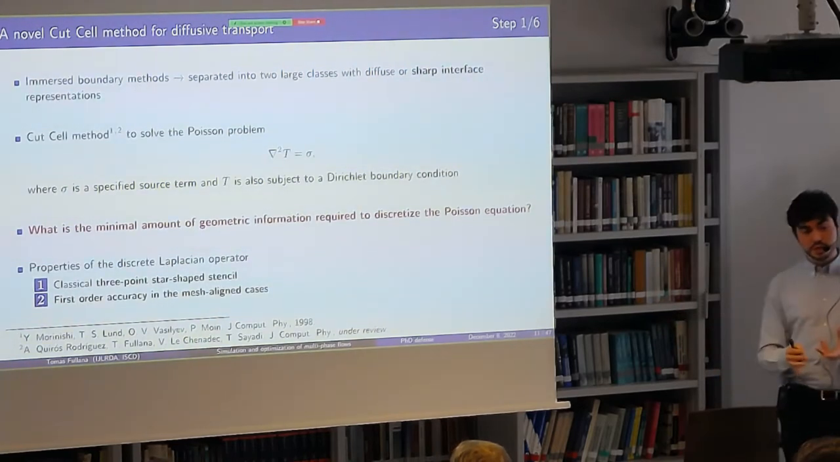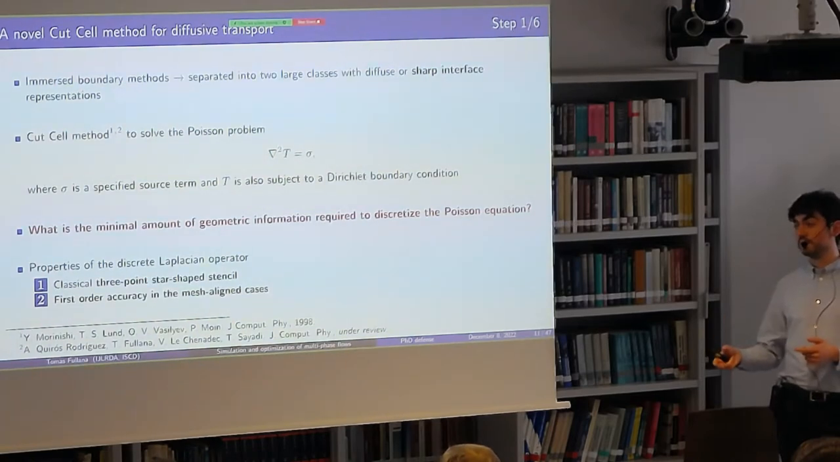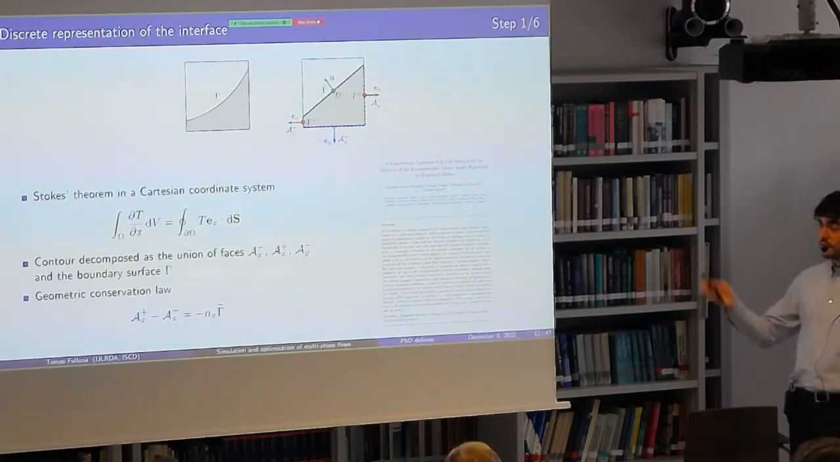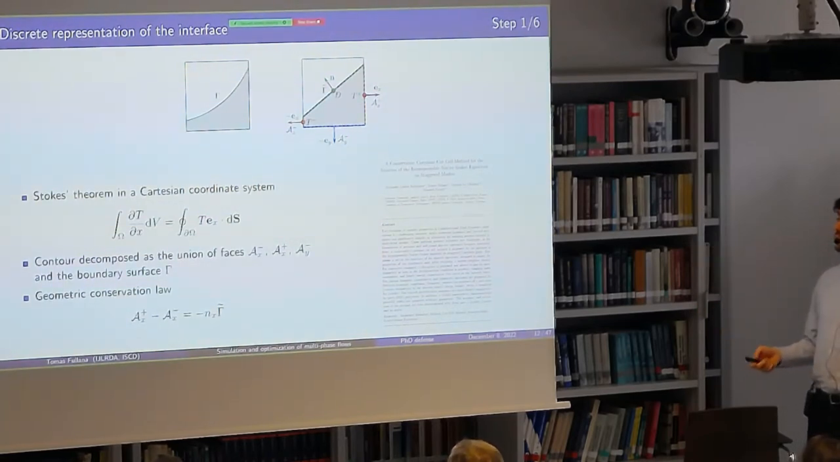We want to do this while retaining some properties for the discrete Laplacian operator, which are to have the classical three-point stencil and to, of course, recover at least first-order accuracy in mesh-aligned cases near the boundary. Now here you can see a discrete representation of the interface. So we are in a cell which is called the cut cell because the interface cuts this two-phase problem.